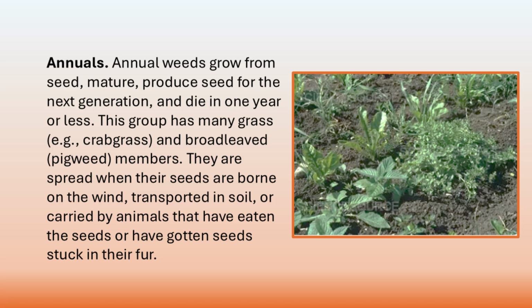Annuals. Annual weeds grow from seed, mature, produce seed for the next generation, and die in 1 year or less. This group has many grass, e.g. crabgrass, and broad-leaved pigweed members. They are spread when their seeds are borne on the wind, transported in soil, or carried by animals that have eaten the seeds or have gotten seeds stuck in their fur.